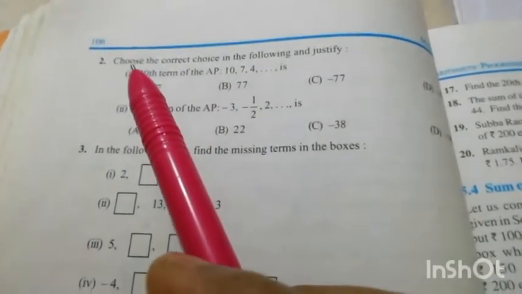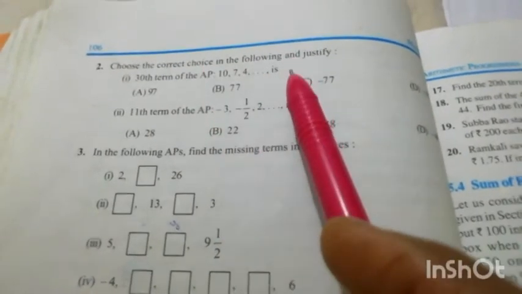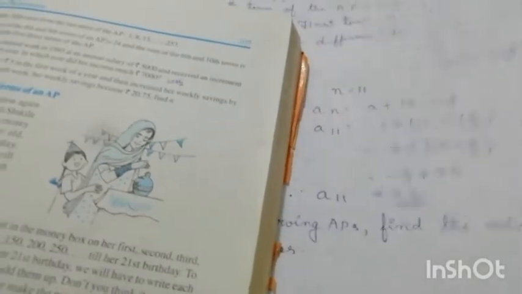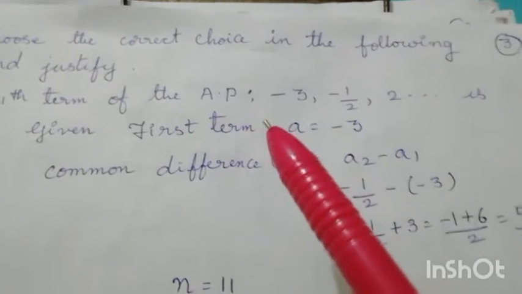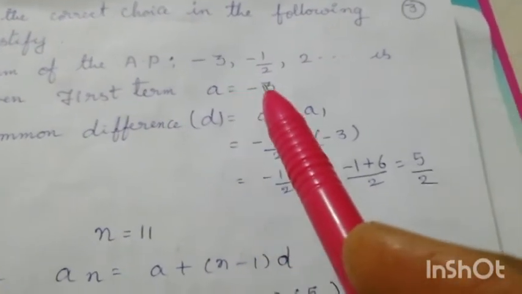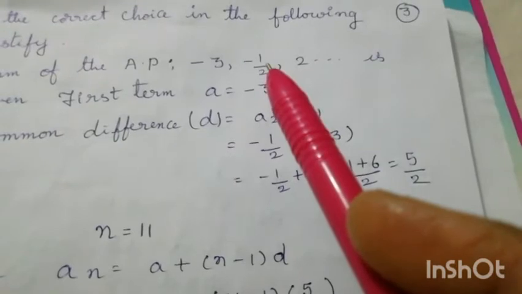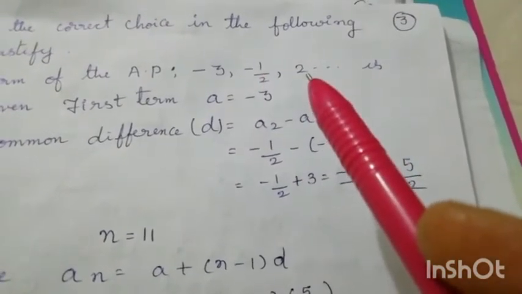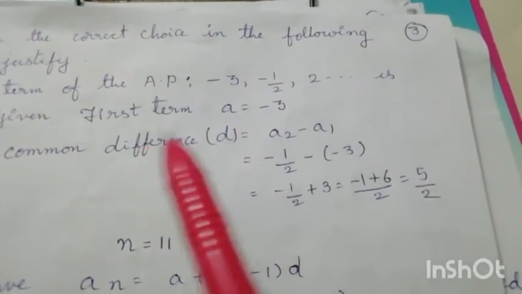Now we will come to the second question. Choose the correct choice in the following and justify. In this we will do the B bit. The 11th term of the AP minus 3, comma, minus 1 by 2, comma, 2 is dash. We have to find the correct answer. So this is the question. Given first term A is equal to minus 3, second term A2 is minus 1 by 2, third term A3 is 2. So first we have to find the common difference.